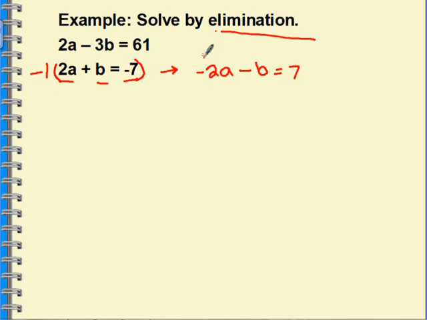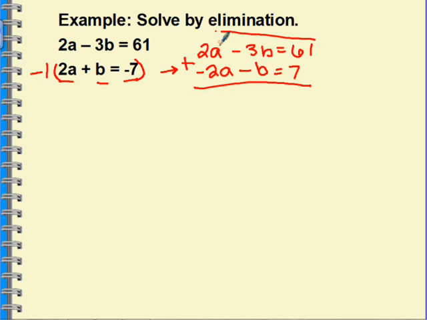So if you look at that bottom equation now, go ahead and rewrite the original top equation stacked on top of it. Now we could do elimination. Now we have the same number in front, but opposite signs. So I'm ready to add these two together.